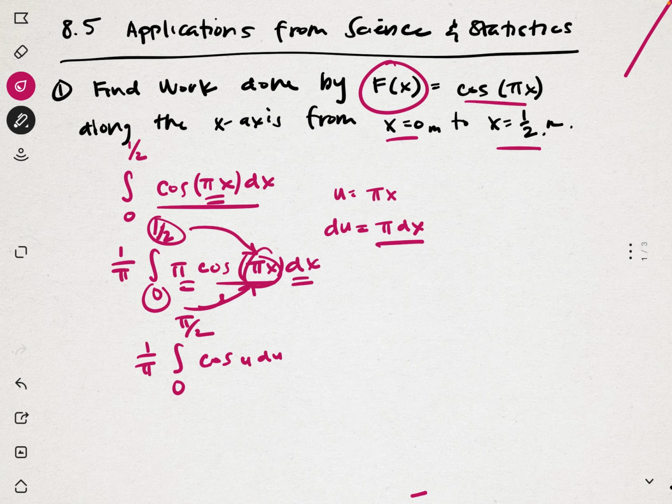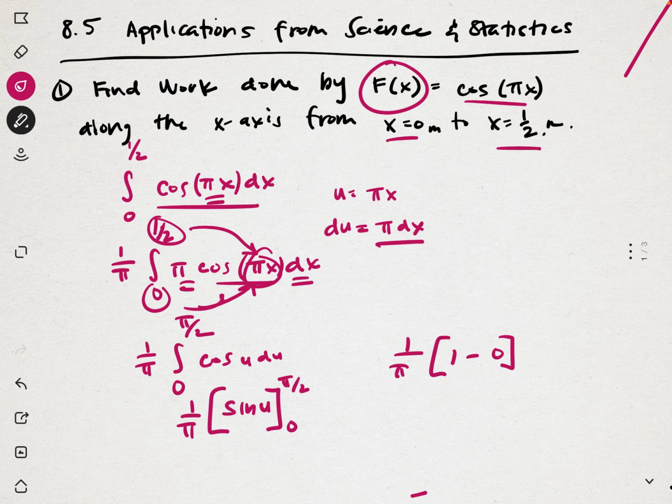Okay, so now we do our integral. The integral of cosine, I always get this mixed up, I believe is sine. Let me just check my sheet to make sure. The integral of cosine is sine, correct. So we're going to do sine u from 0 to pi over 2, times 1 over pi. Sine of pi over 2 is 1, minus sine at 0 is 0. So it's 1 minus 0, which is 1. This whole thing is 1 over pi. Okay, so again, when we're doing our work, all we do is find the integral of our function and then simplify.